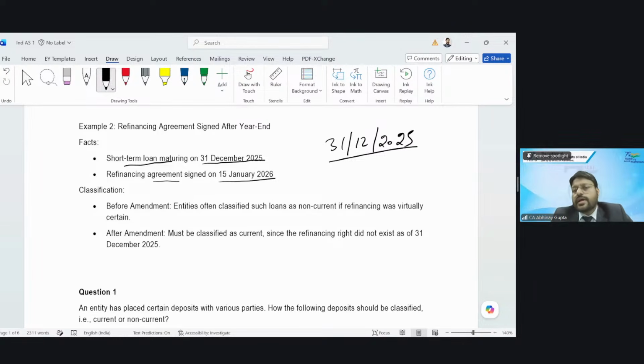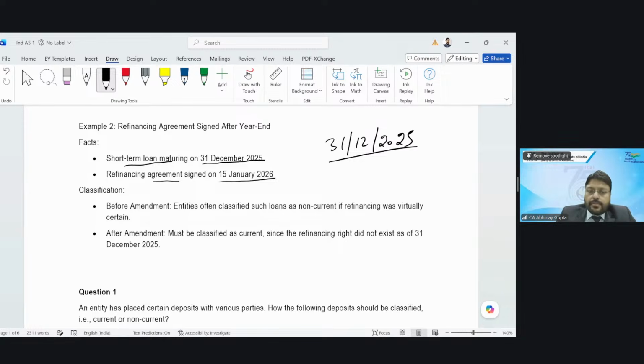So it will be shown as current because it is payable on the reporting date, right? But because the refinancing agreement is signed on 15th of January, for the next year it will be switched back to non-current. But for the current year, it will continue to be shown as current liability, right?